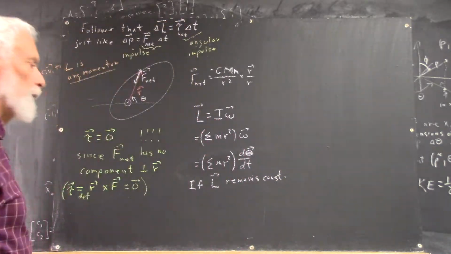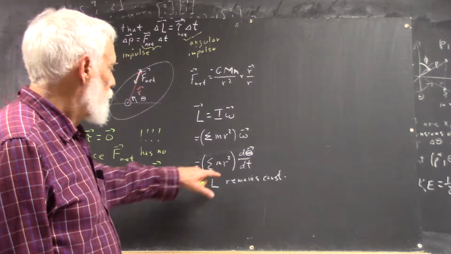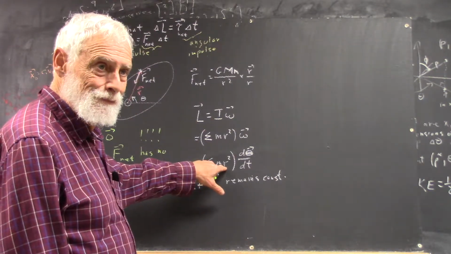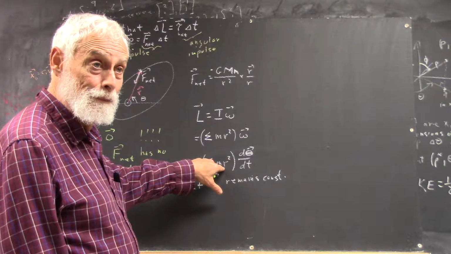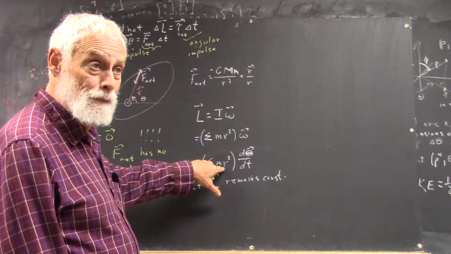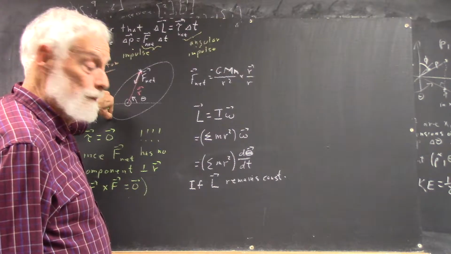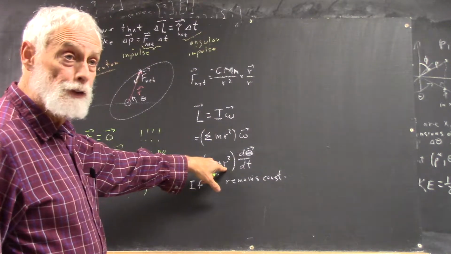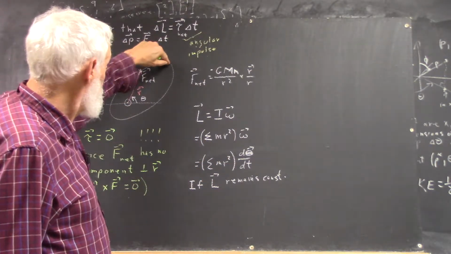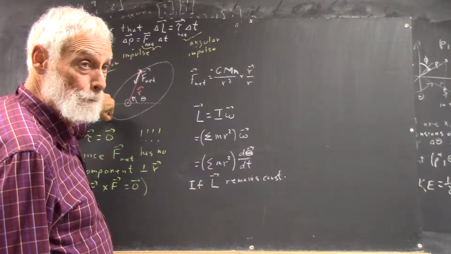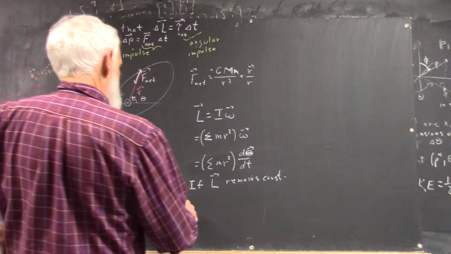Well, if L remains constant, when your sum of your MR squareds is changing, and why is it changing? Because at every point except this one and this one, your distance from the center is changing, right? Your distance from the planet is changing. At apogee and perigee, your distance isn't changing, right?